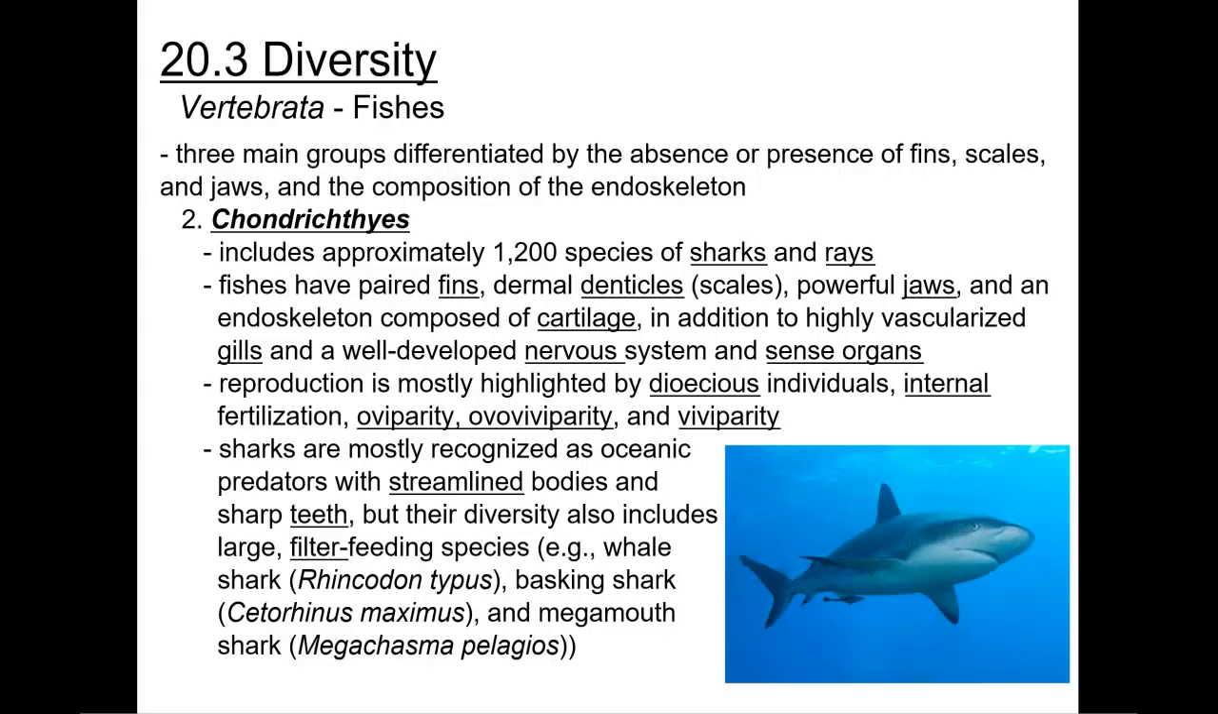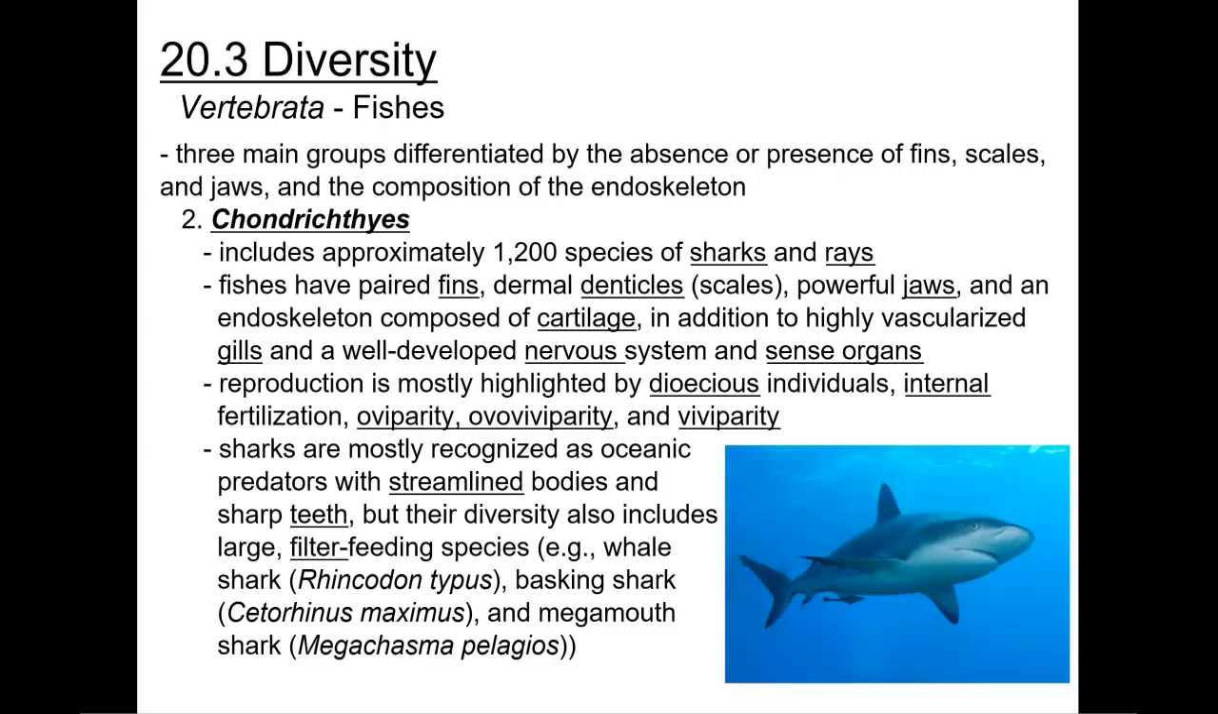Reproduction is mostly going to be highlighted in dioecious individuals. They have internal fertilization, oviparity, ovoviviparity, and viviparity. Oviparity is going to be a mode of reproduction where the animal is going to develop and hatch outside of the body from an egg that's going to be laid from the mother. The embryo is going to receive nourishment from the yolk inside of the egg with little to no development inside of the mother after the egg is laid. This method is going to be common amongst these type of fish, but you can also find it with some insects and birds and different reptiles.